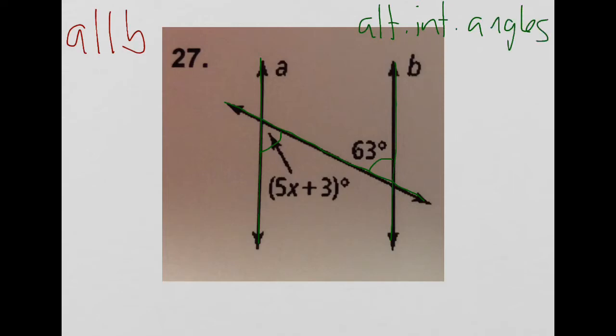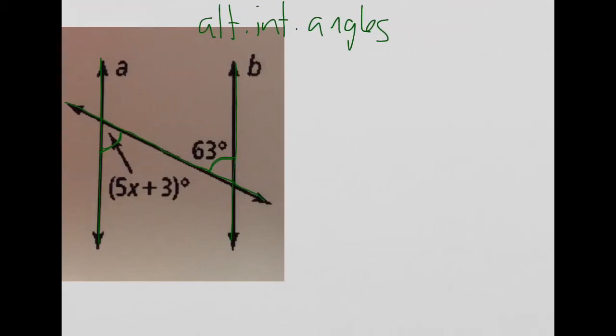So for A to be parallel to B, by the converse of the alternate interior angles theorem, if these angles are congruent, then A would be parallel to B. I just have to get these two angles to be congruent. The way I can do that is I can make their measures the same. So to solve for equal measures, I'm going to set these expressions equal to each other. I'm going to set up an equation. So I can set up 63 equals 5x plus 3.